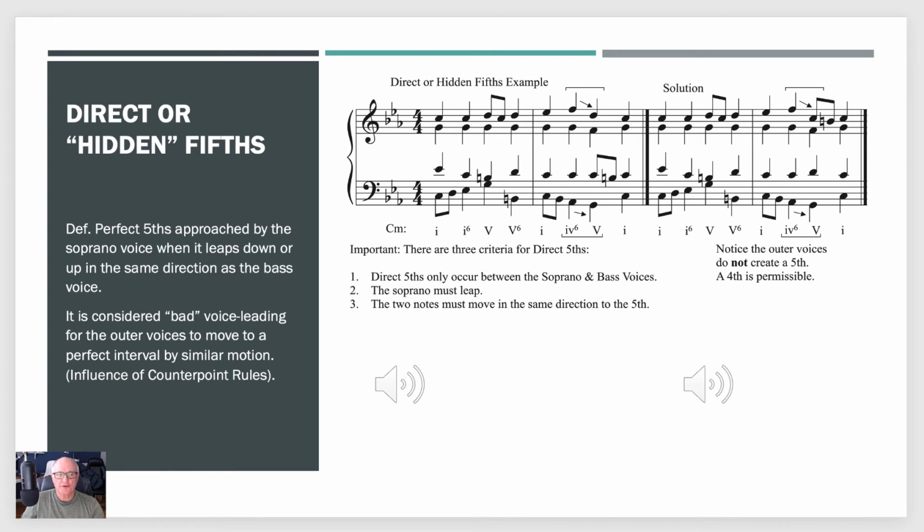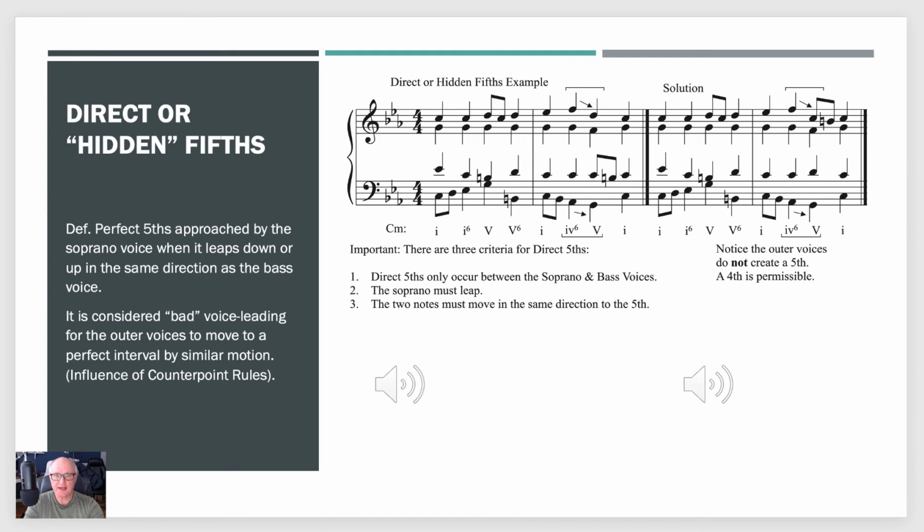And then lastly are direct or hidden fifths. Now that might be a little harder to see, but it has a very specific definition. You'll see where the brackets are on the example here. So the definition is perfect fifths approached by the soprano voice when it leaps down or up in the same direction as the bass voice. If, for instance, you'll notice in the second measure on the second beat, there's that high F, and then the A flat underneath.